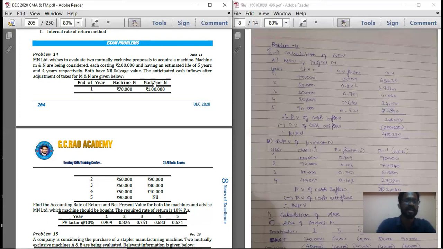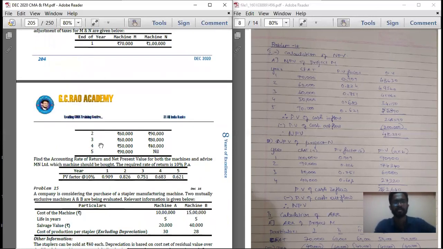Both have nil salvage value, so you won't get back any amount at the end of the disposal of the machinery. The anticipated cash inflows after tax, that is CFAT, for M and N are given below. They have given CFATs for both M and N for all 5 years. At the end of the first year, if you are using machine M, your CFAT will be 70,000, whereas if you use machine N, your CFAT will be 1 lakh. So these are the different cash inflows after tax for both machines M and N over the years.